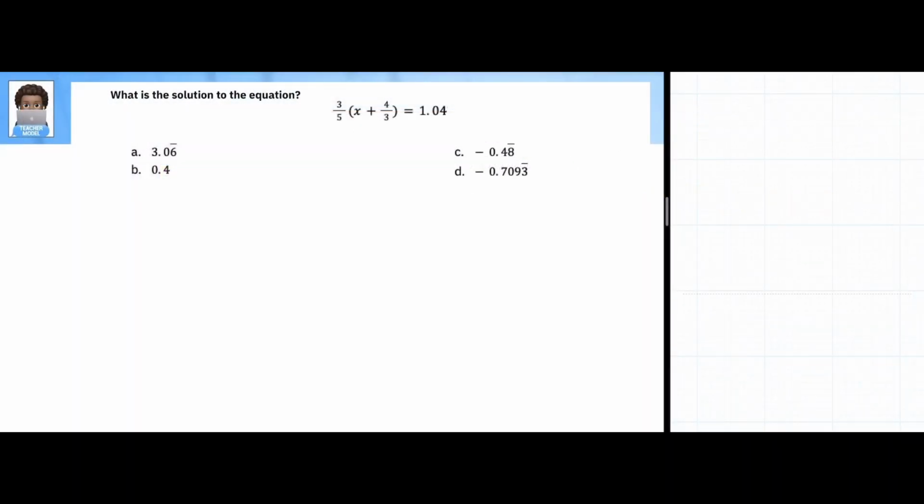For this first problem, I do have my calculator because I noticed that many of the multiple choice options have repeating decimals, so I do want to have my calculator there to double check my work. And as always, I don't look at the choices or eliminate until after I'm done.